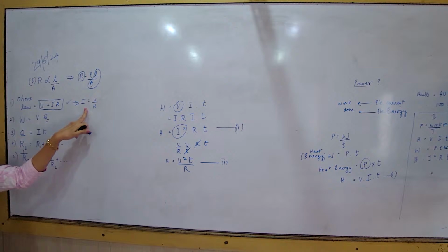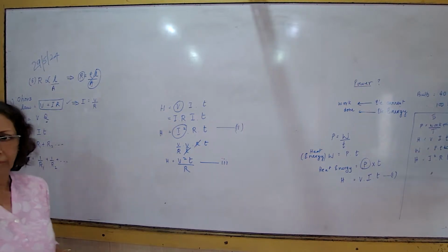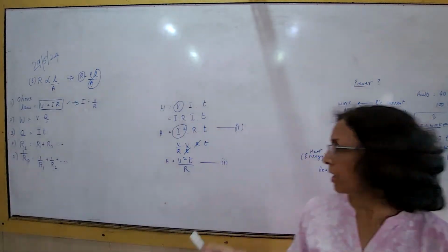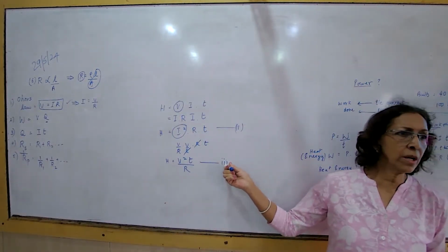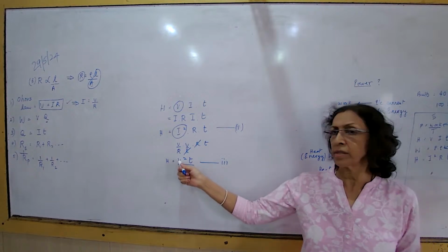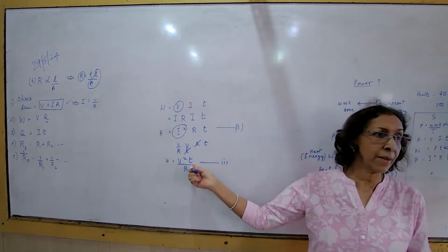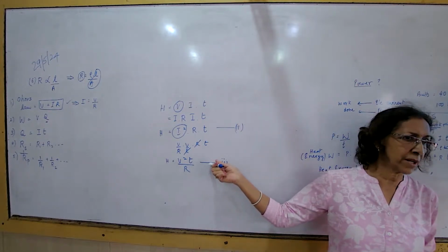Okay, see how we are using these set of equations for finding out different other things. V square T upon like whole R. Now where can we use this particular third equation? Look at the board. When we do not know the current, when potential difference is known, time is known, resistance is known, but I do not know anything about the current, that is when you can utilize this particular formula.